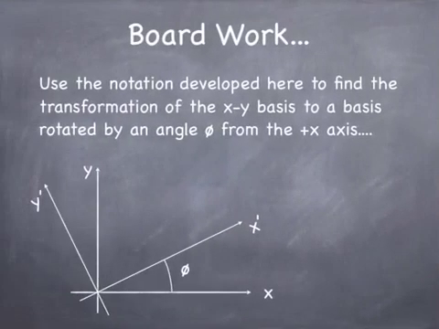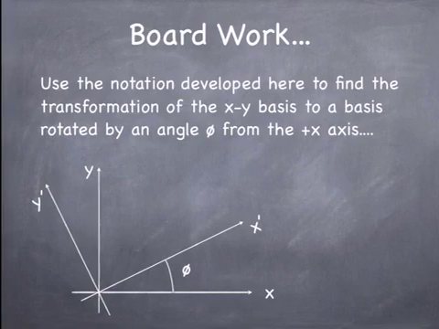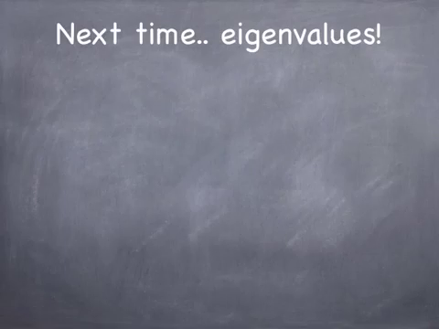Okay, so for board work today, we're going to be doing a rotation. We're going to treat the basis vectors of the original x and y axes and the basis vectors of the primed x and y axes as if they were two different bases, and they are, but we'll be using the notation and using the concepts from this lesson to calculate the transformation to convert a vector from one basis to the other basis, okay? And you'll probably recognize it when we're done, but we'll use the techniques described in this lesson to do that. And next time we'll move on and talk about eigenvalues. That's it for today.